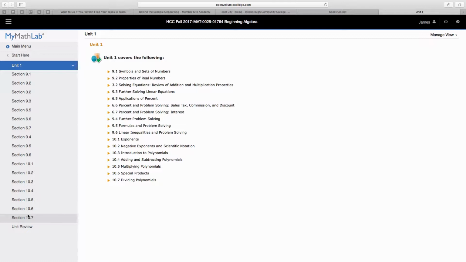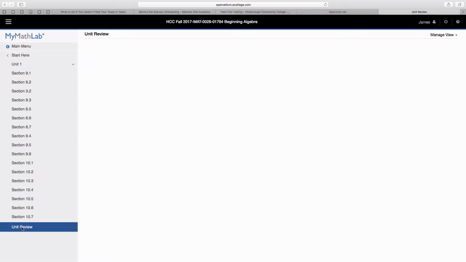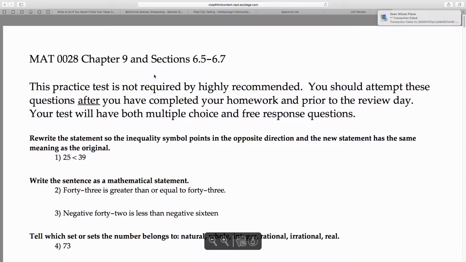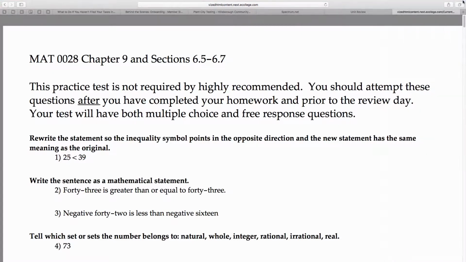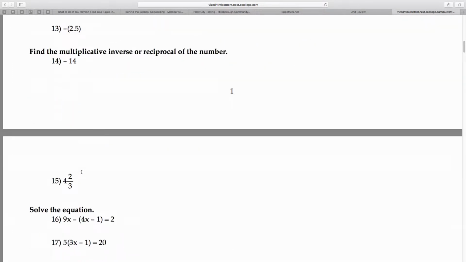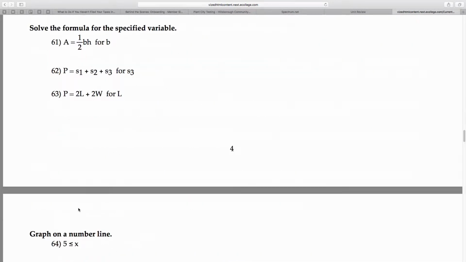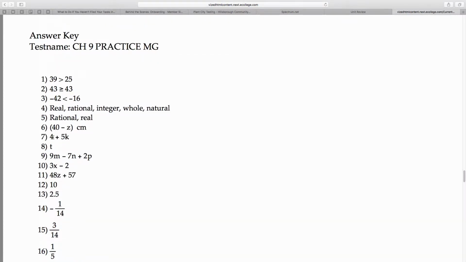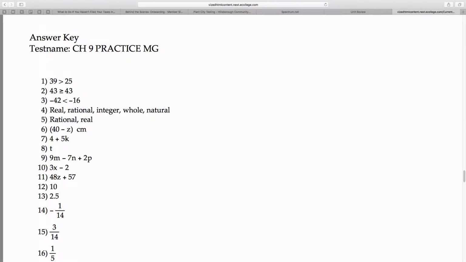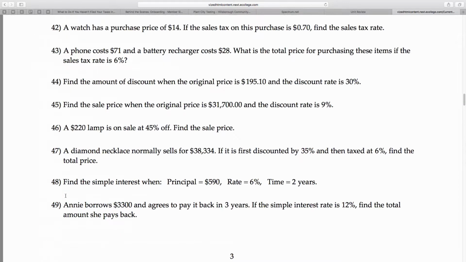And basically, the unit review is the practice test. So if you click that, you'll see the same practice test that I am about to show you now. I'm just using the printed out version. The other thing that you need to know is that the answers to the practice test are on the back, or on the last page. So the most important thing for you to do is to check your answers with the answers on the back and make sure that they're okay.